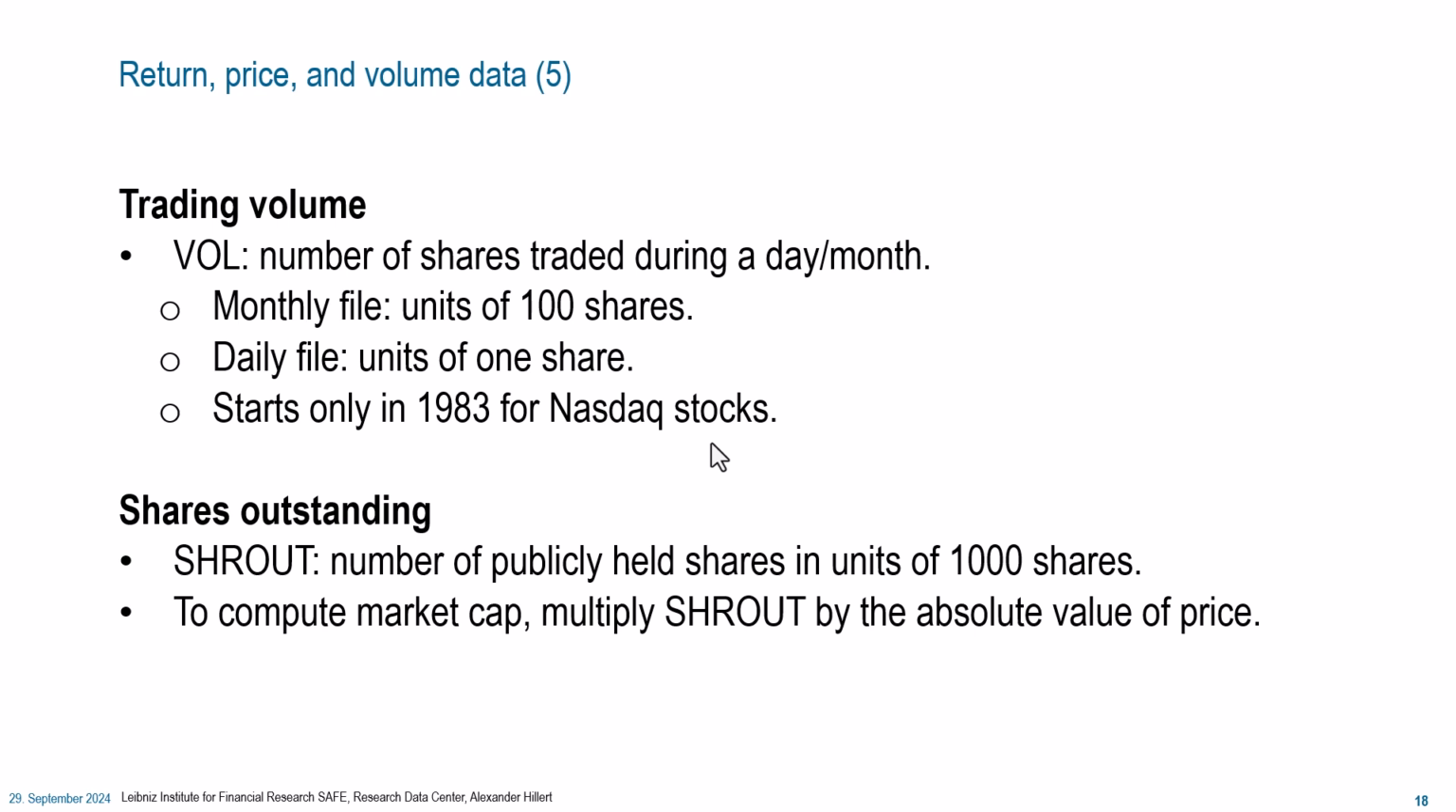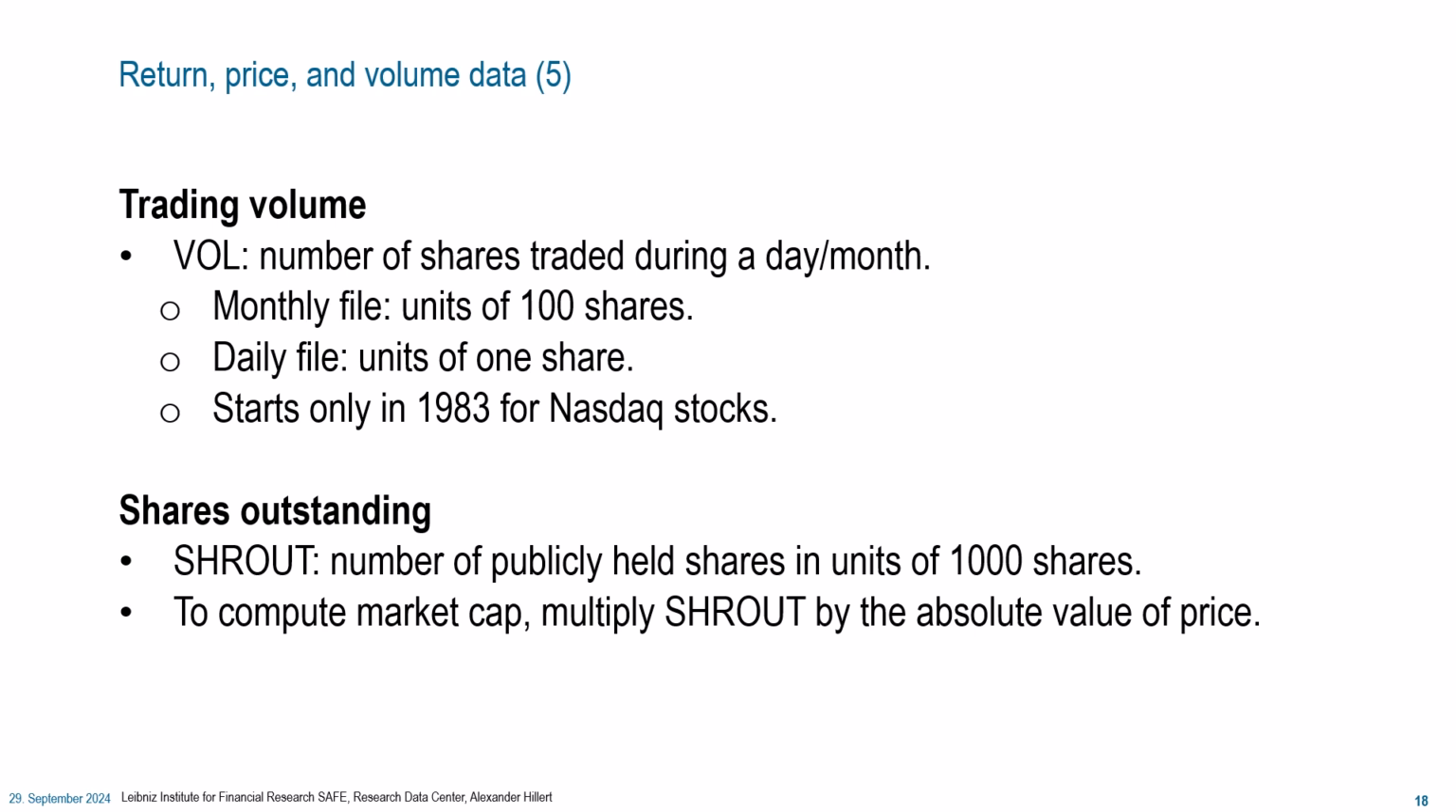And the last variable that is often used when relating to the number of shares is the number of shares outstanding. It's abbreviated SHROUT, and it's the number of publicly held shares in units of 1000 shares. And this holds both for the daily CRSP file and for the monthly CRSP file.